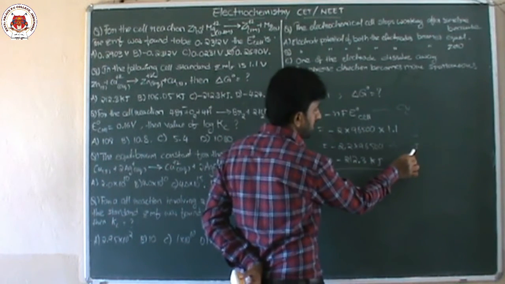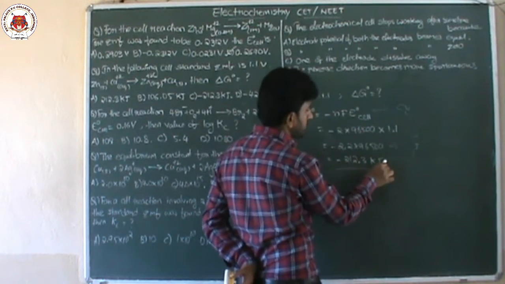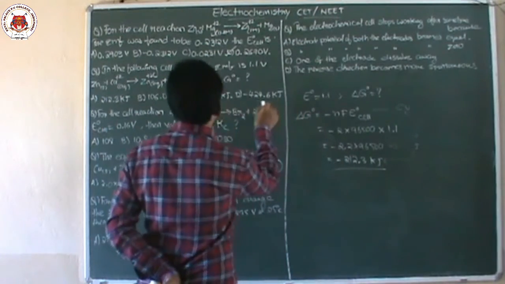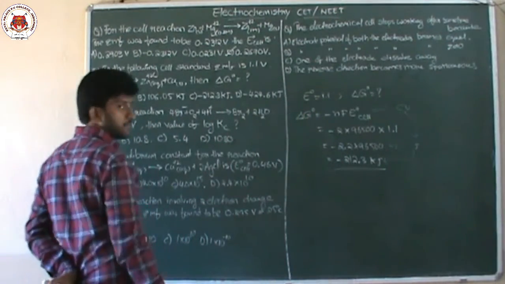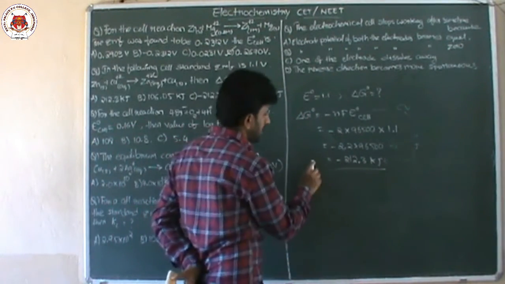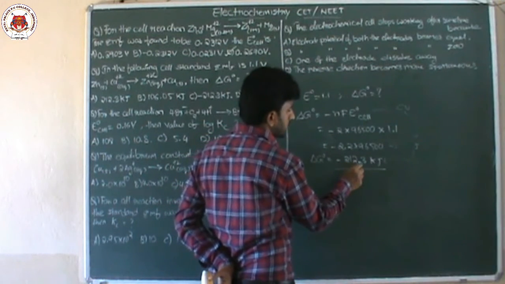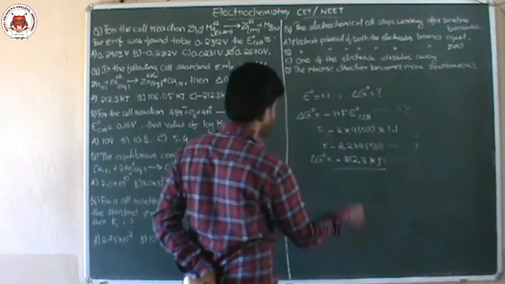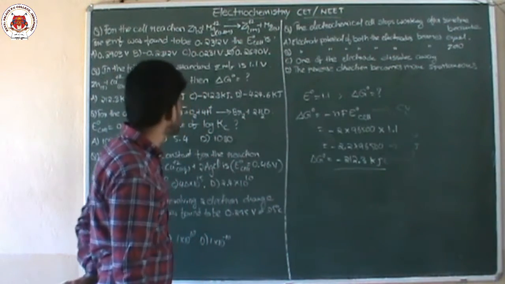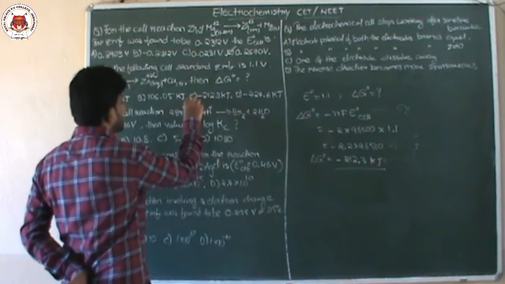But in the final answer, you need to report it in kilojoules, because in all the options it is kilojoules only. So the correct answer for this one will be minus 212.3 kilojoules. If you multiply and see, you will get that. So that is option C.